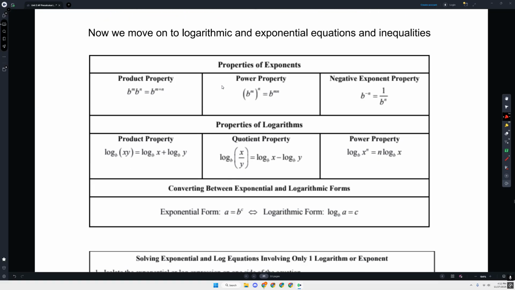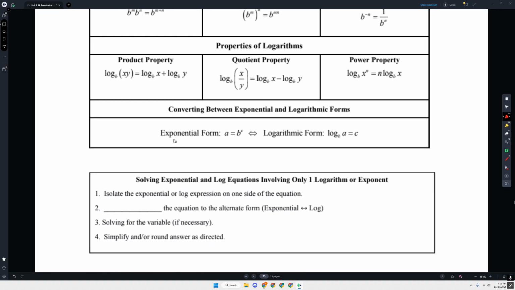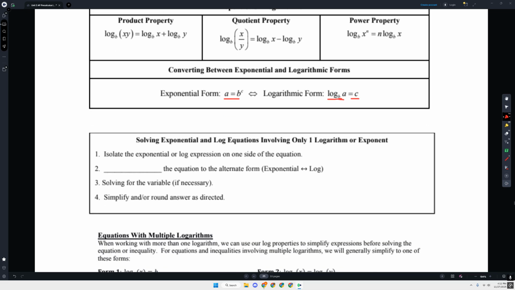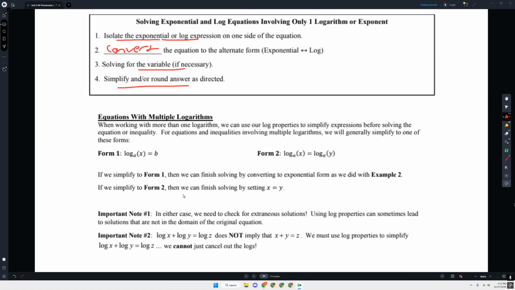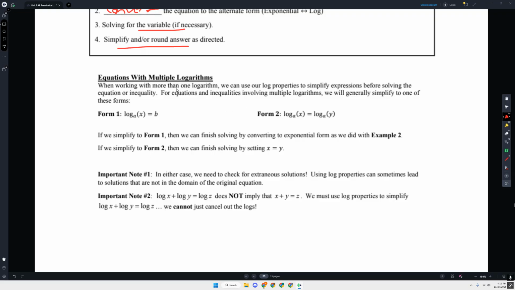And now we're going to move on to logarithmic and exponential equations and inequalities. And it's the same properties from before, but now we can convert, which means a is equal to b to the power of c is the same thing as log base b of a equals c. And we're going to first isolate the exponential or log, and then we're going to convert it to the other form if needed, and solve for the variable and simplify and/or round the answer as directed. So if we're working with multiple logs, we're going to use our log properties, and then we're going to set it equal to xy.